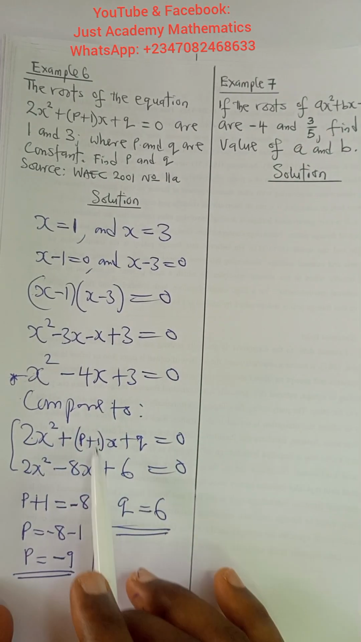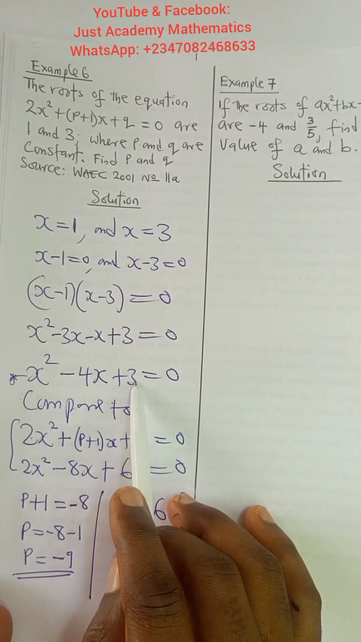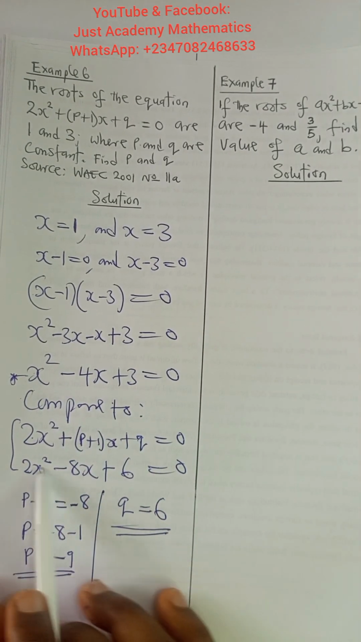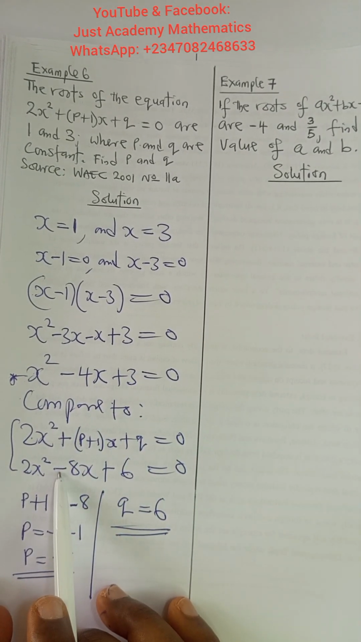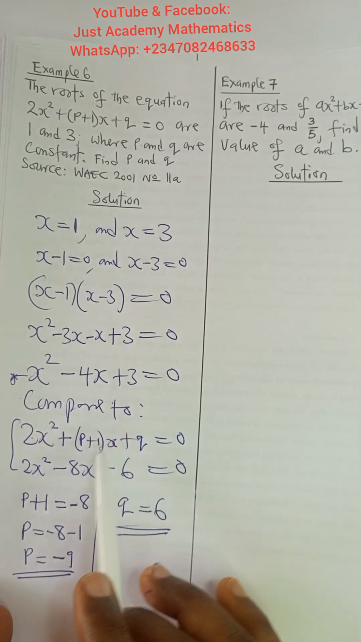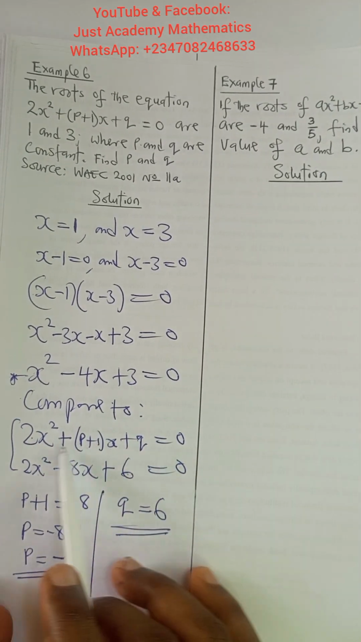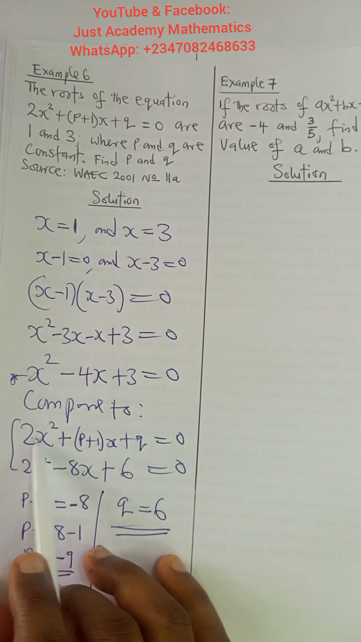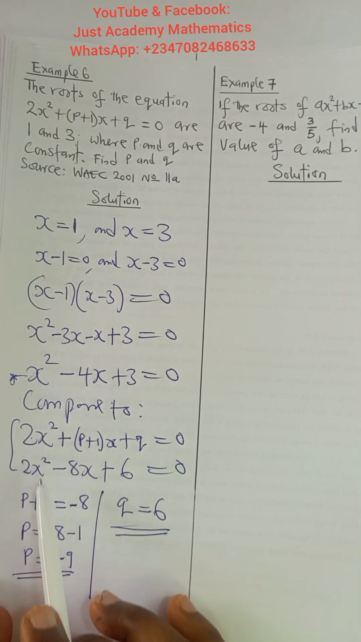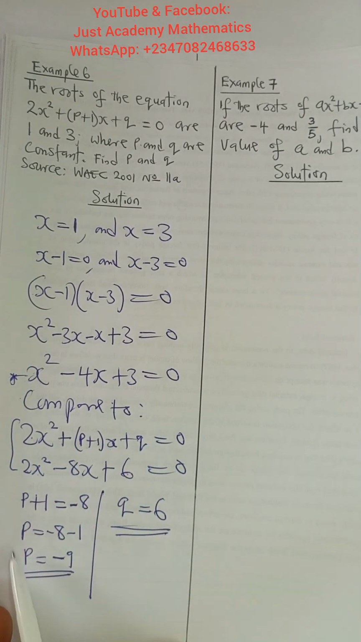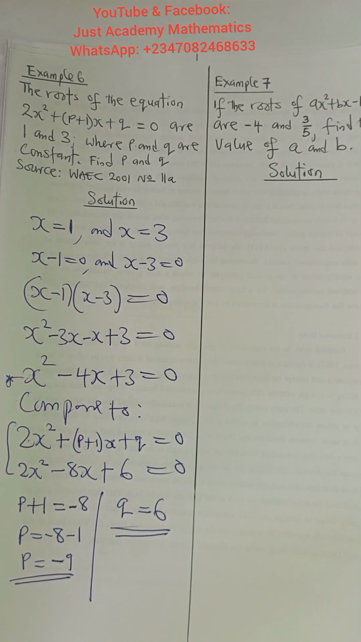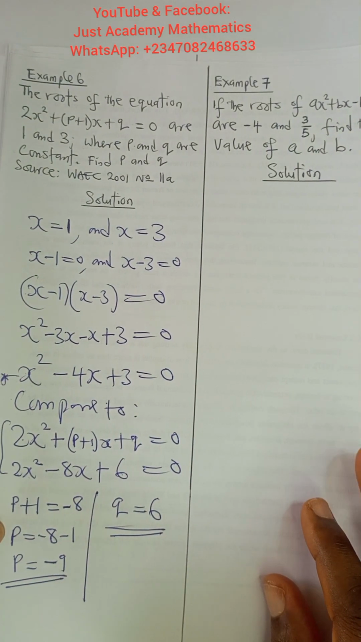Nothing has changed. If you solve this equation, the answer you will get is the same answer you will get when you solve this. I only multiplied through with what? 2, which is still the same thing. Doing so makes it now look like this one. So when it's looking like this one, it's now easy for me to compare the coefficient to get the value of P and Q.